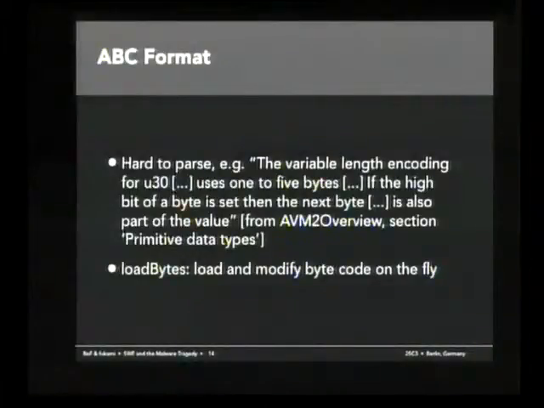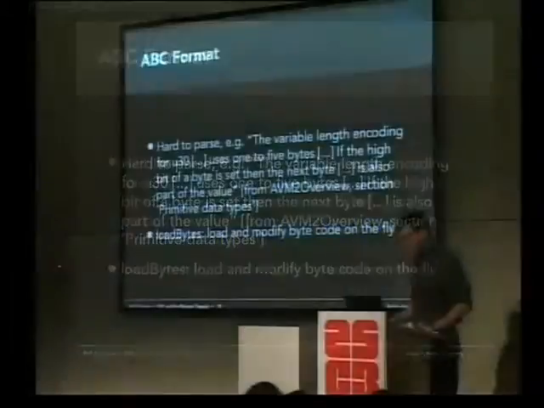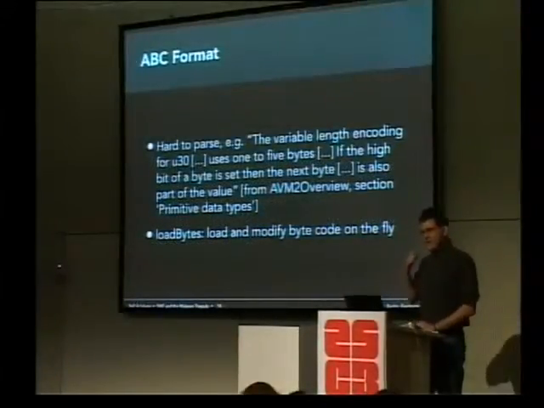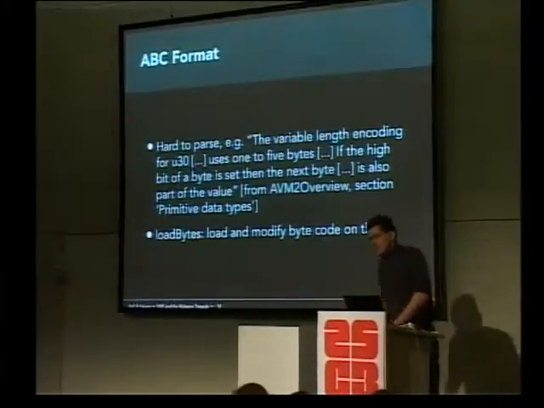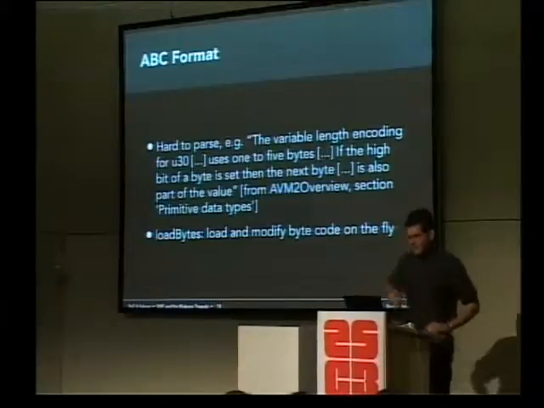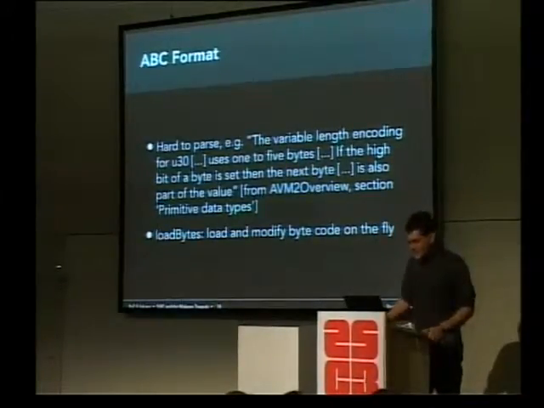It says, section primitive data types. Here, the variable length encoding for unsigned 30-bit uses 1 to 5 bytes. If the high bit of bytes is set, then the next byte is also part of the value. So you've got expanding bytes. It goes on like that throughout the manual, which is not really difficult to understand after all. It's not difficult to implement, but it's slow to implement, if you know what I mean.